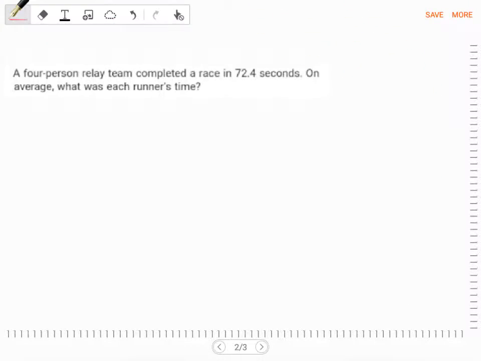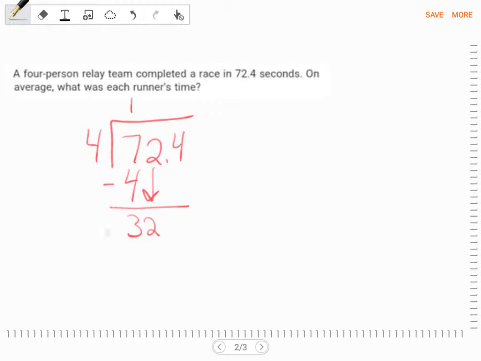One more word problem down here. A 4-person relay team completed a race in 72.4 seconds. On average, what was each runner's time? So if I want to do this, I've got to divide 4, because there's 4 runners, into 72.4. 4 fits inside of 7 one time. 1 times 4 gives me 4. Subtract and I get 32, because I got to bring down this 2. And 4 goes into 32 8 times. 8 times 4 gives you the 32. I subtract to get nothing.